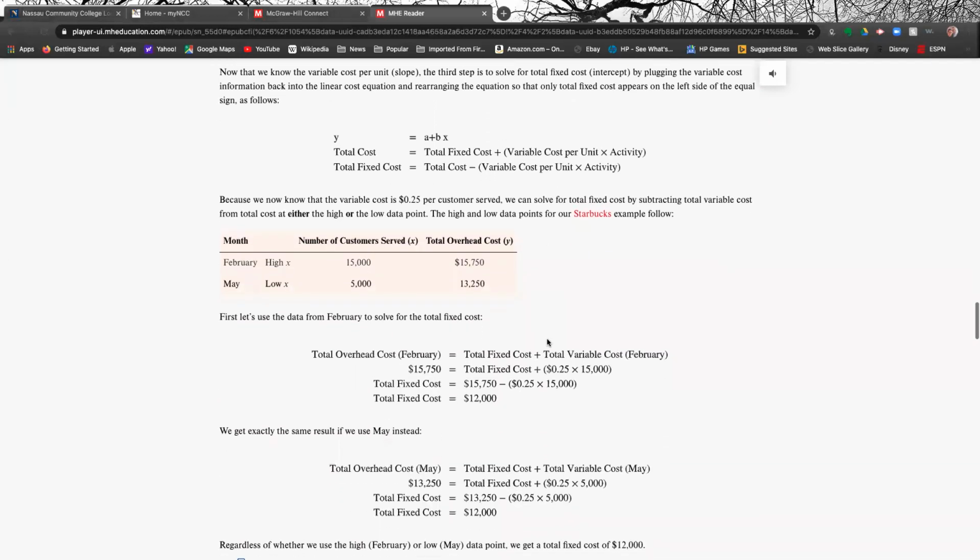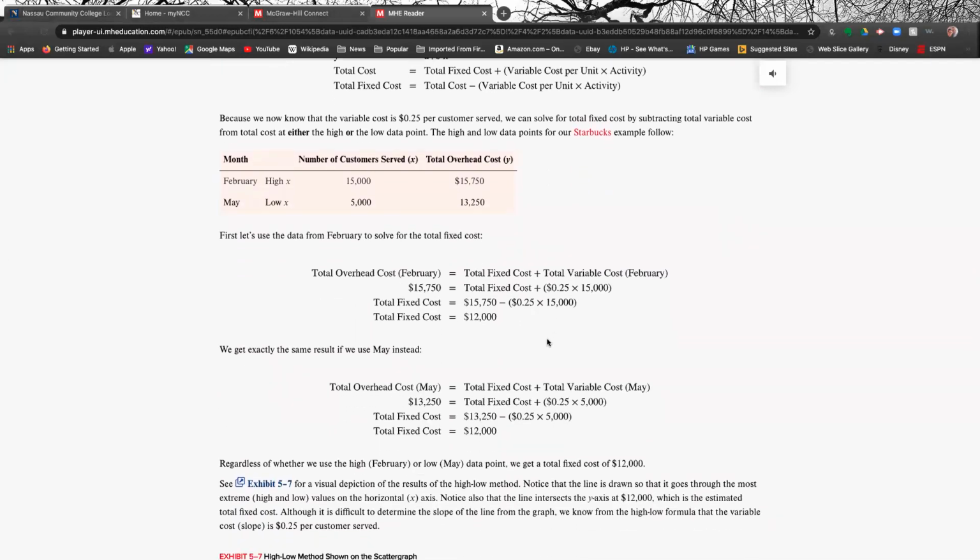Now what we do is substitute. So we go back to the formula and we say, okay, the total cost was $15,750. The variable cost was 25 cents per customer. So if I multiply 15,000 times 25 cents and then subtract that from 15,750, I get $12,000. $12,000 is the fixed cost.